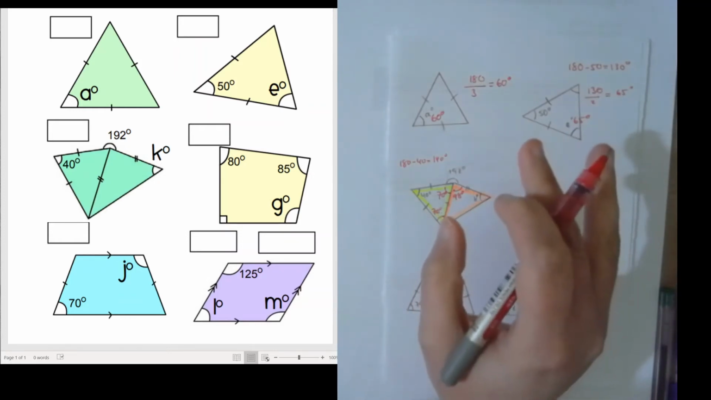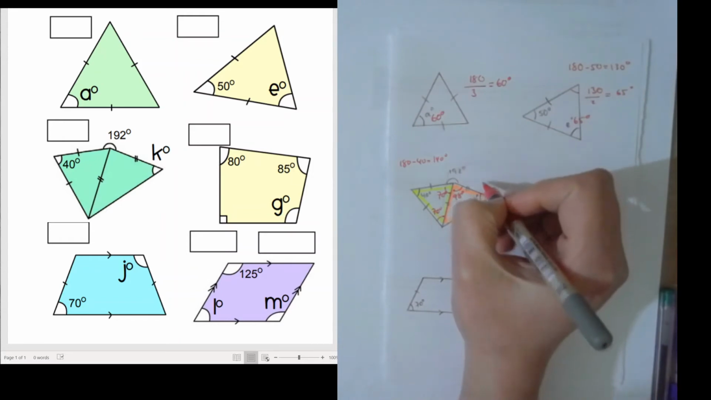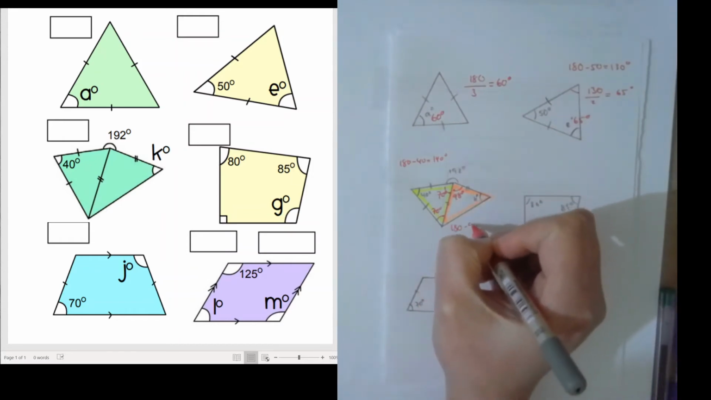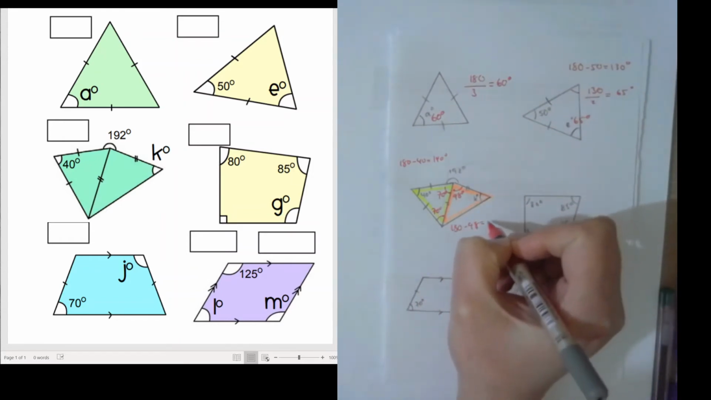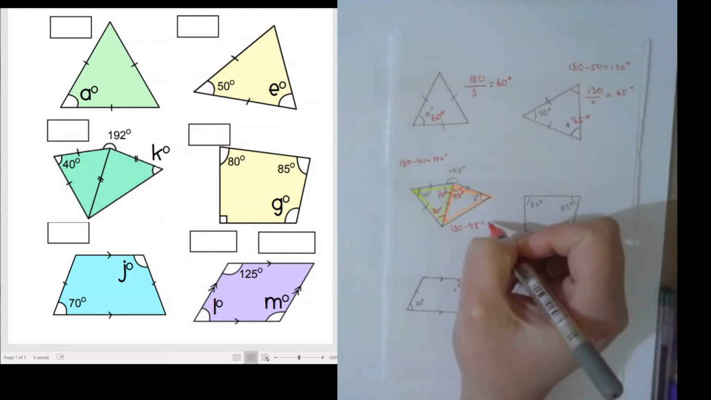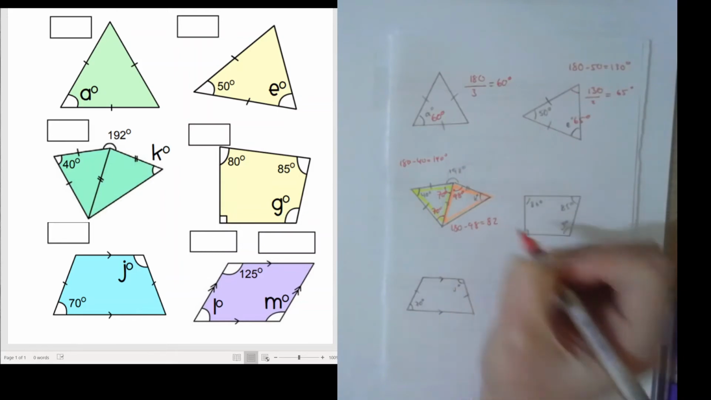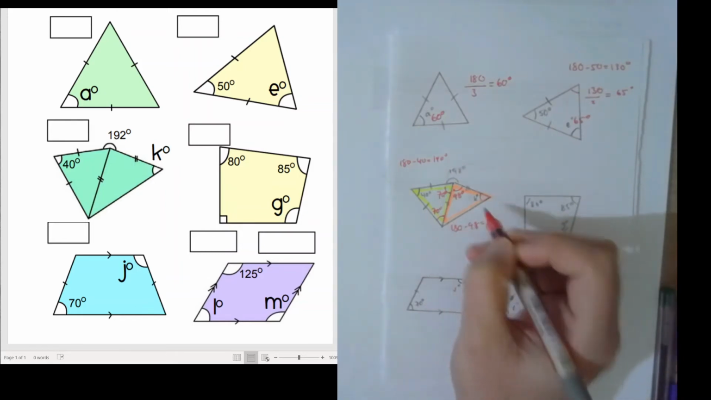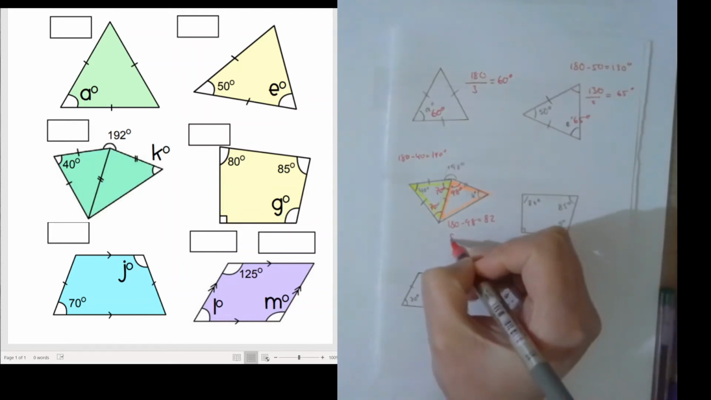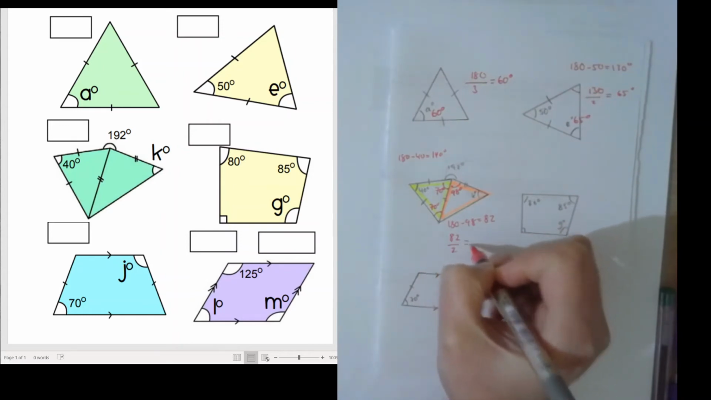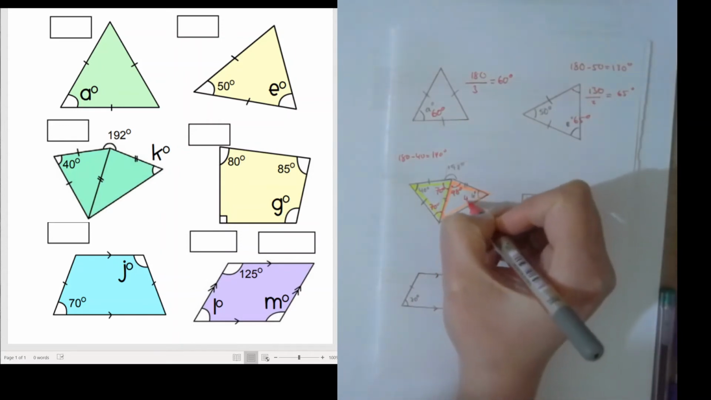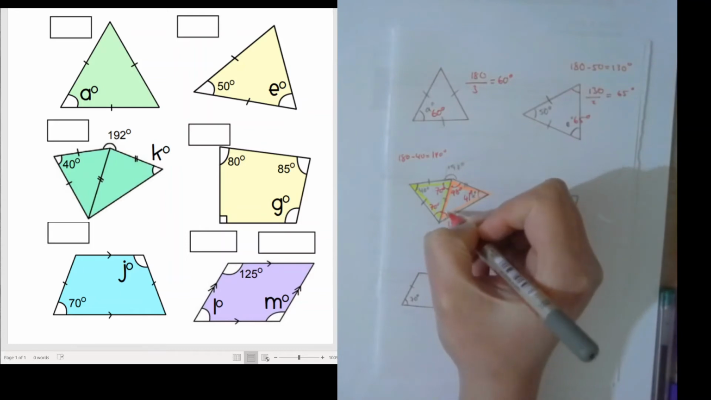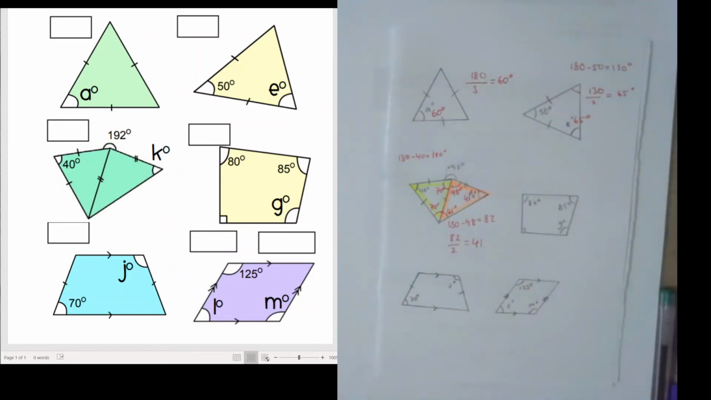I've got another isosceles. So I'm going to do 180, take away 98, leaves me with 82. Okay, and I've got two angles that add up to 82. So 82 divided by 2 is 41 degrees. So this one must be 41 degrees in the same way that this is 41 degrees.